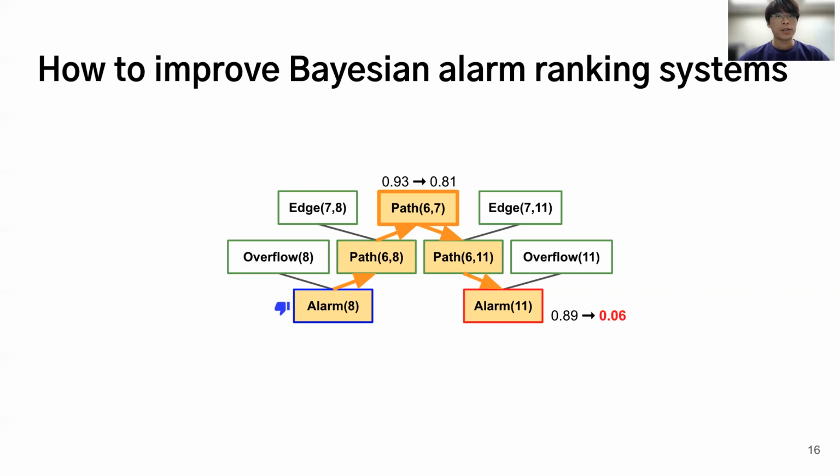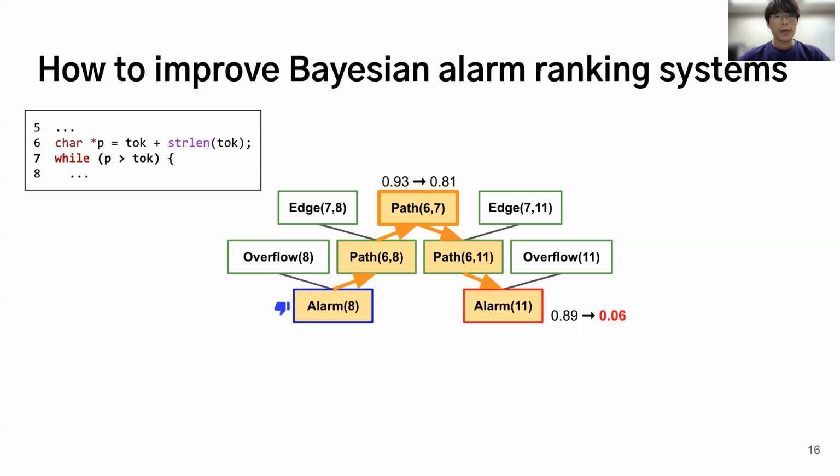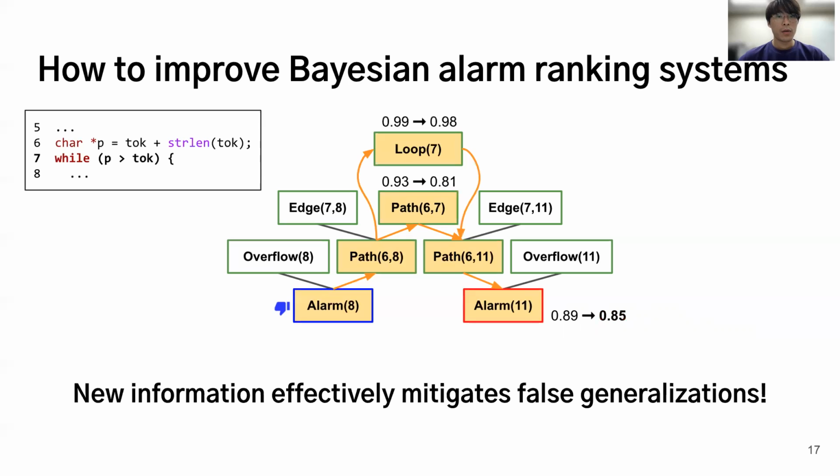To mitigate such undesired impact, we try to add more facts that describe the provenance of the false alarm. For example, while deriving the fact that there is a path from line number 6 to 7, we find the loop is involved. Then, by adding the information, we checked the propagation of the blame is effectively mitigated. Now, even after the feedback to the false alarm is provided to the system, the probability of the true alarm drops by small amounts.